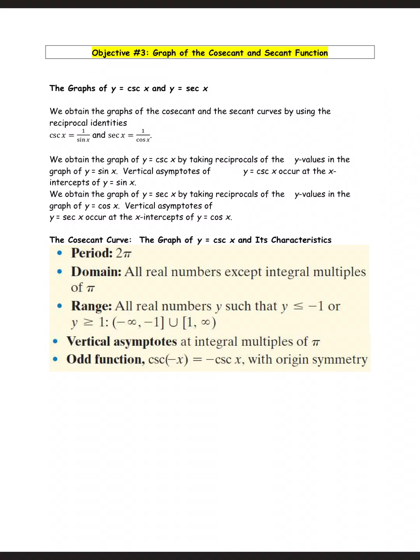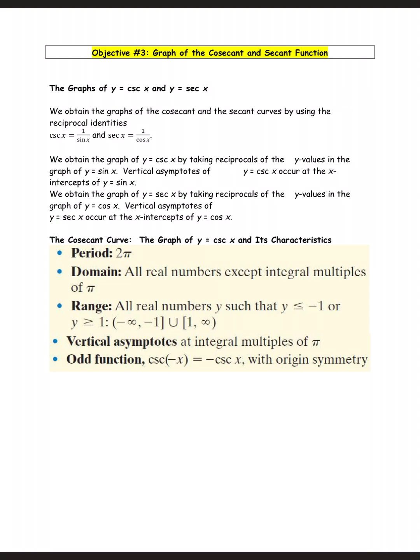Objective 3. Graph the cosecant and secant function. The graph of y equals cosecant and secant. We obtain the graph of the cosecant and secant curve by using the reciprocal identity. Cosecant of x equals 1 over sine of x, and secant of x equals 1 over cosine of x.